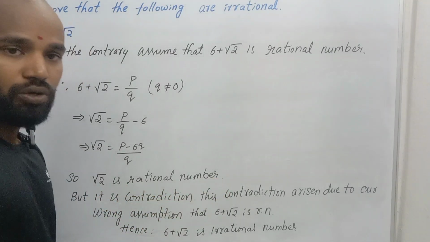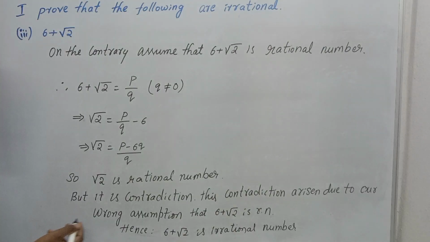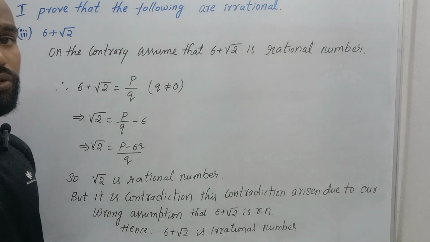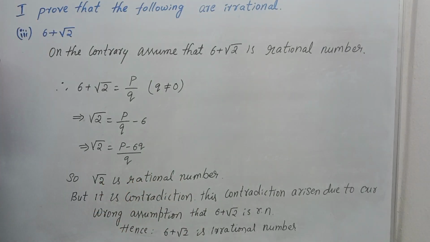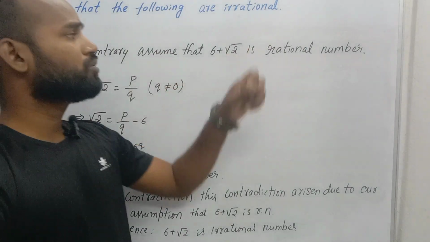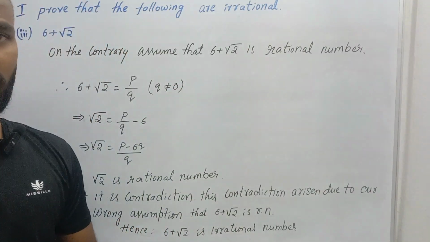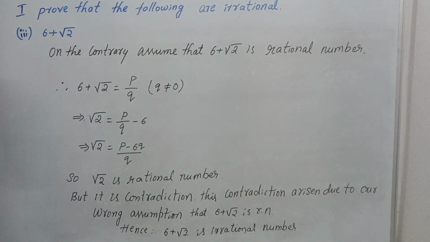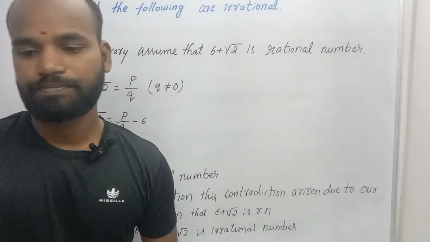But is it true? No. This is a contradiction. Yes, it is a contradiction. This contradiction arises due to our wrong assumption. What did we assume? We assumed that 6 plus root 2 is a rational number. But it is not a rational number, right? So hence 6 plus root 2 is an irrational number.